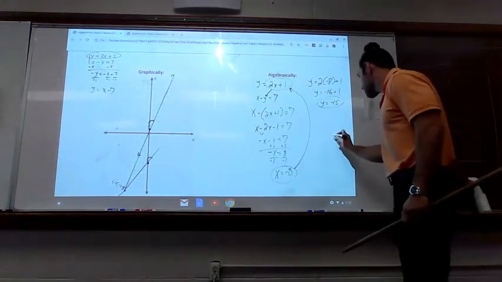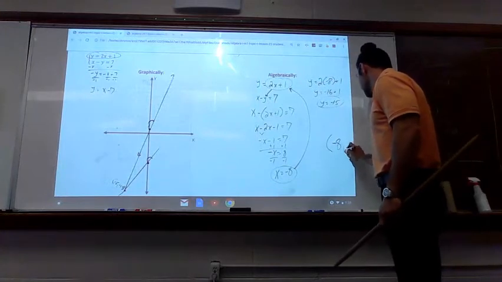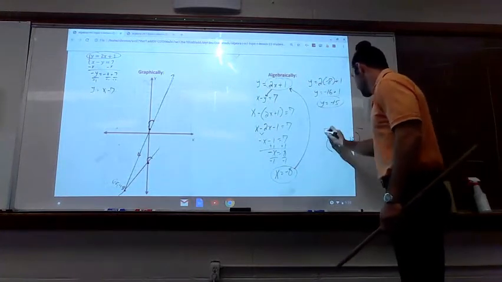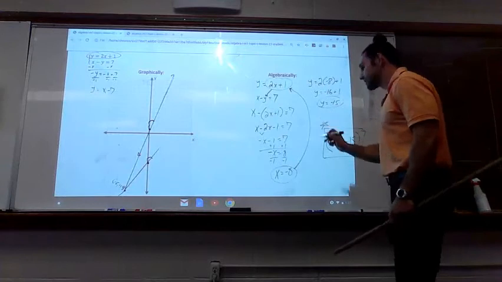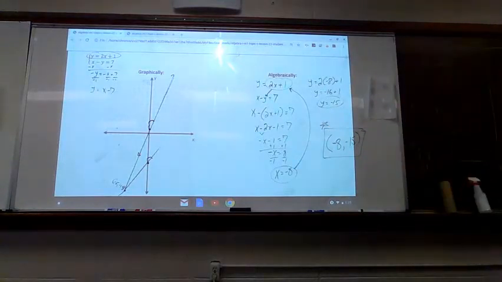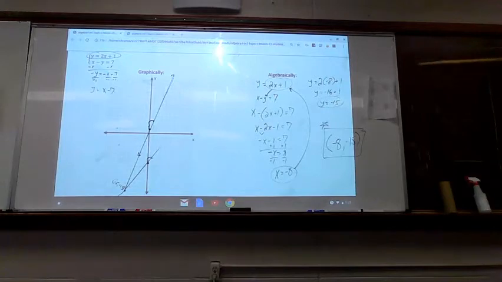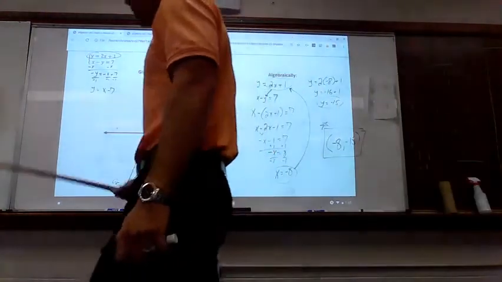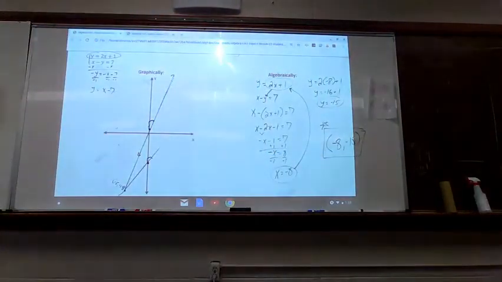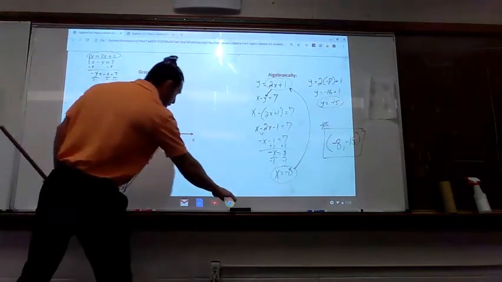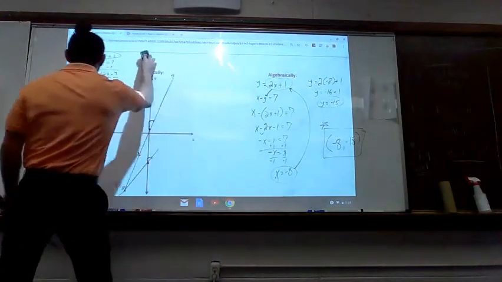This is absolutely accurate because we get the ordered pair -8, -15, and substitution will always give us the exact answer. Okay, so if you have a choice between graphically and algebraically, I would personally go algebraically because it gives me the exact answer, where graphically gives you a guesstimate. -5, -14, close, but no cigar. So how else can we do this? Let's do another.